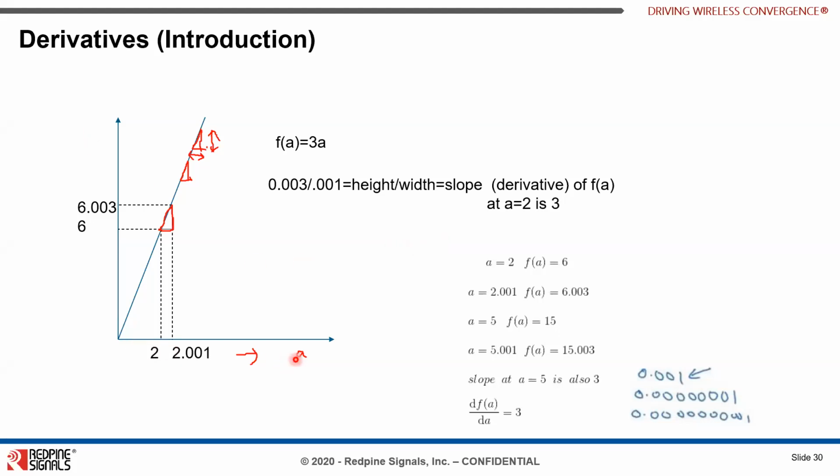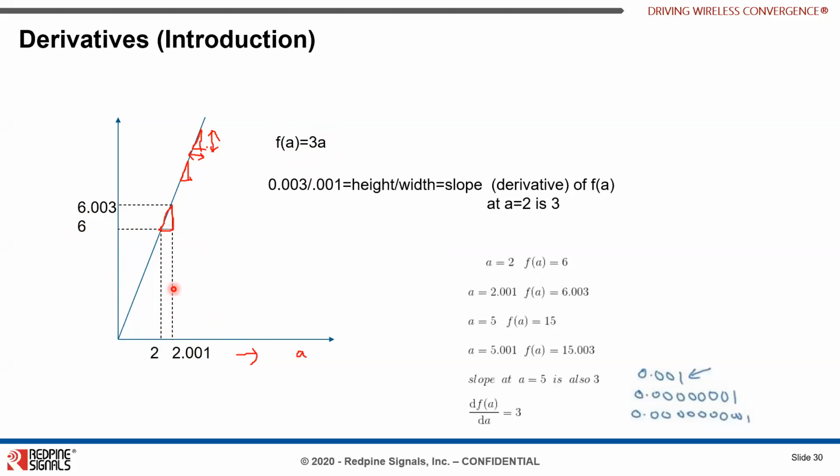Suppose this is the x-axis and this is the y-axis, and you know that finding a derivative means, very simply, finding the slope of a function at a particular point. Here, a particular point is 2 and its corresponding y value is 6. This is a, this is f(a), and this function is f(a) equal to 3a. So if a is 2, obviously f(a) is 6.